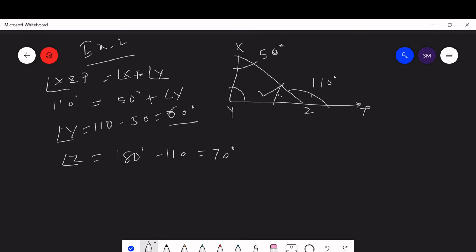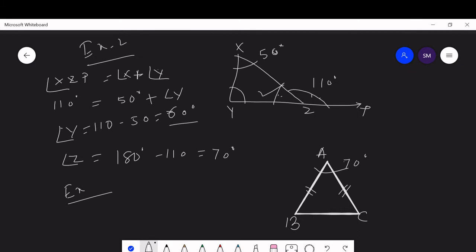Okay. Then next, here is another question which is based on the properties of isosceles triangles. Here ABC is an isosceles triangle where this side is equal to this side, and the measure of this angle A, called the vertex angle, is given as 70 degrees. Here we have to find the base angles B and C. As we know, the isosceles property says when two sides are equal, the angles opposite to the equal sides are of the same measure. This means angle B is equal to angle C.